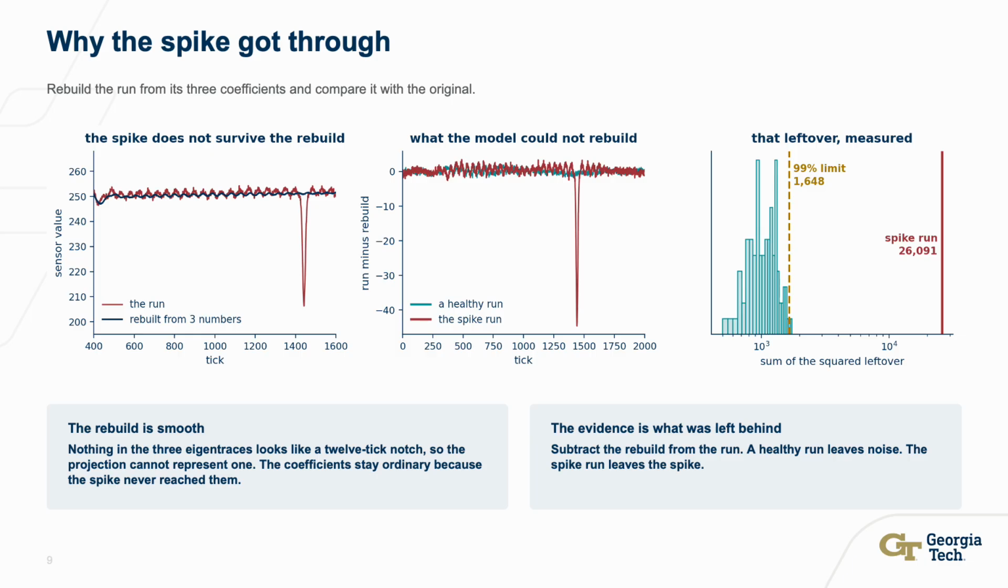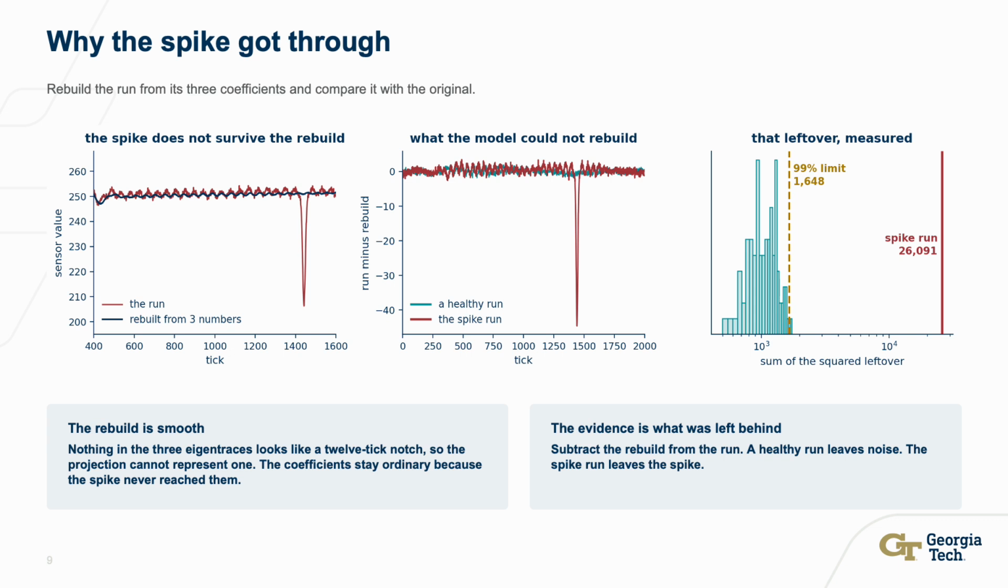The reason is structural. The model has 3 ingredients, the mean run and 3 eigentraces, which are all smooth, slowly varying shapes. Nothing in that set looks like a 12-tick notch. The projection can only produce combinations of what it holds, and so it produces the closest smooth thing, and the notch simply dropped on the floor. That is also why the coefficients looked ordinary. The spike never reached them. It was discarded before the coefficients were computed.